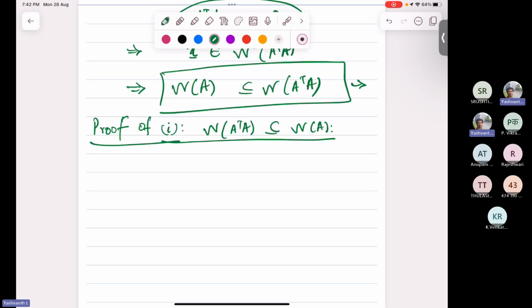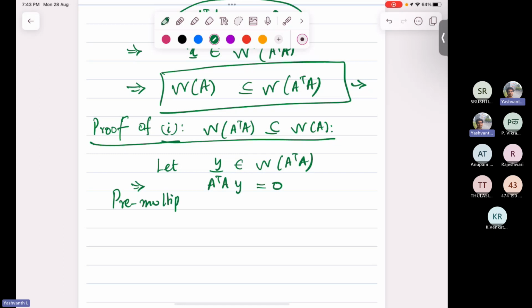Okay. So what should I do? I should take any one particular element of null space of A transpose A. Let a vector Y belong to null space of A transpose A. What does it mean? A transpose A Y equal to 0. The trick, I'm going to use a clever trick here. Pre-multiply the above equation, yeah, is there a suggestion? Okay. By Y transpose.